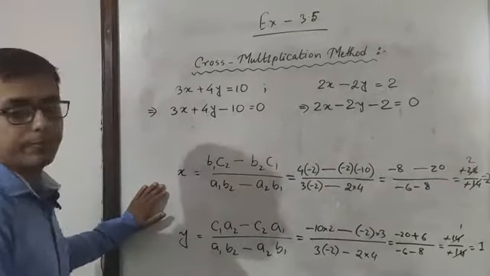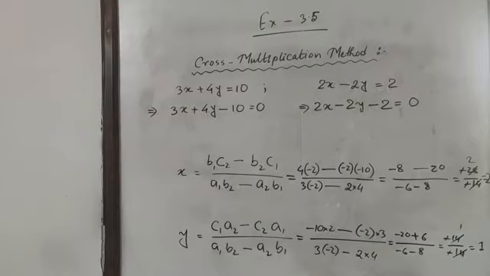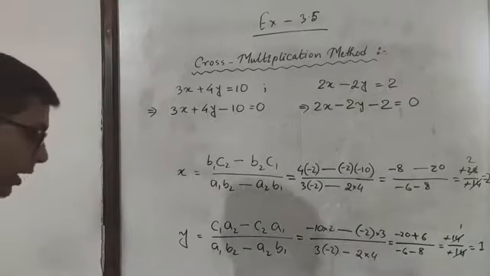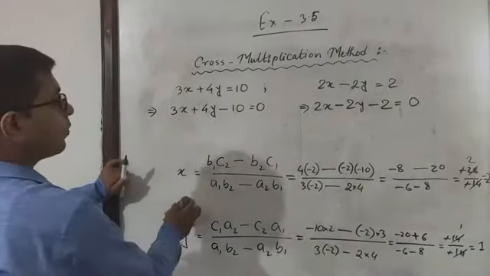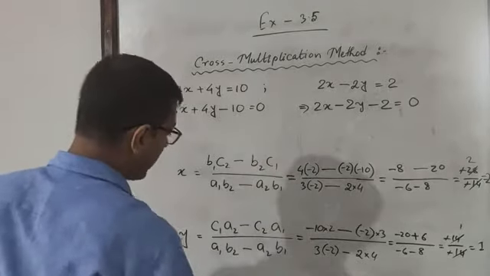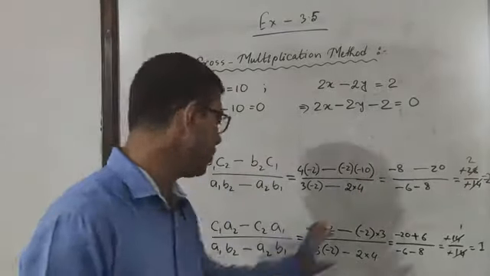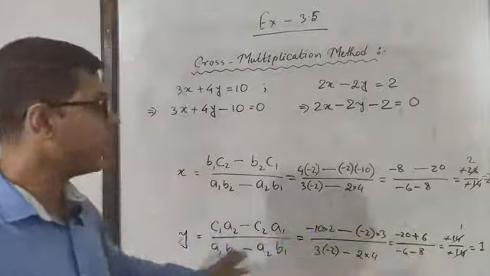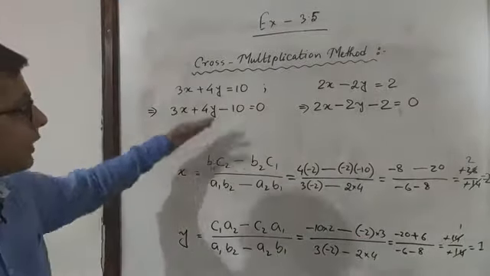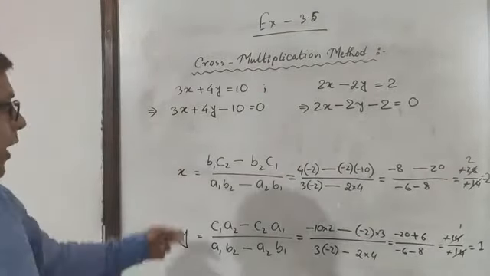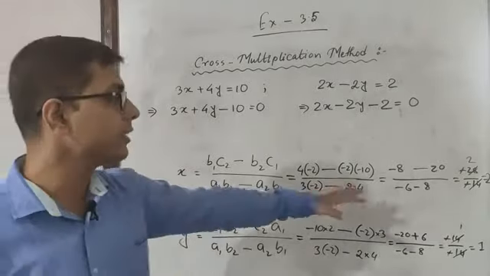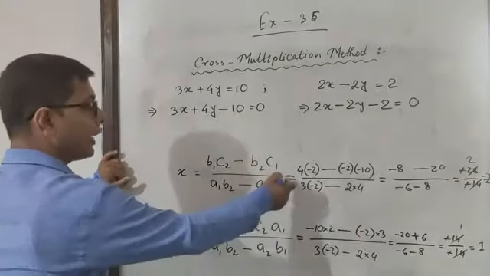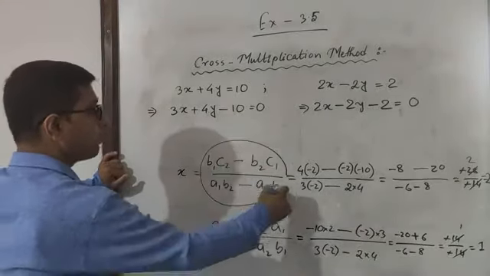Therefore, the conclusion you can write: the solutions are x equals to 2 and y equals to 1. Okay. So समझ आ गया? देखो, बहुत ही सिंपल तरीका था। डायरेक्ट हम x और y का वैल्यू इस तरीके से निकाल सकते हैं। सिर्फ आपको याद करना क्या है? You have to remember this portion only.